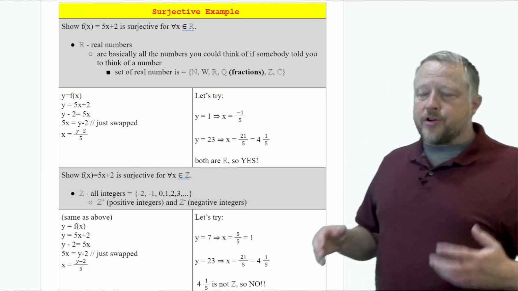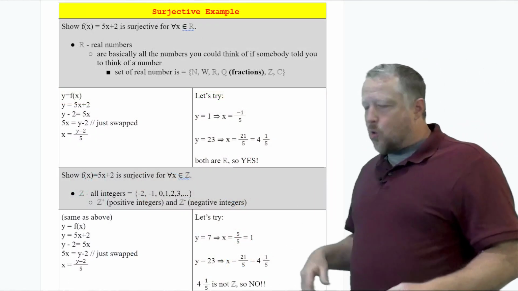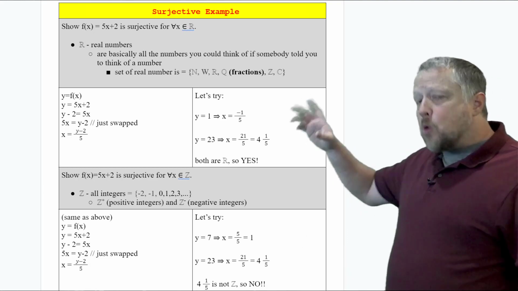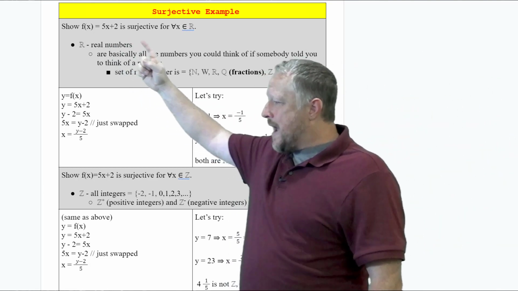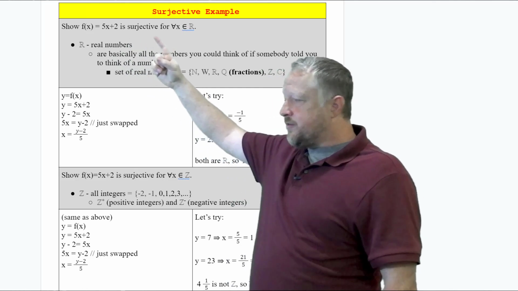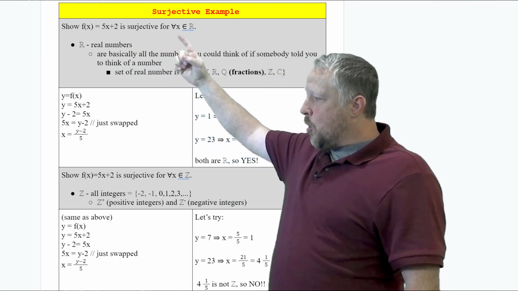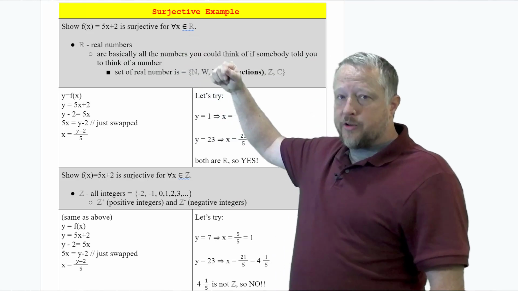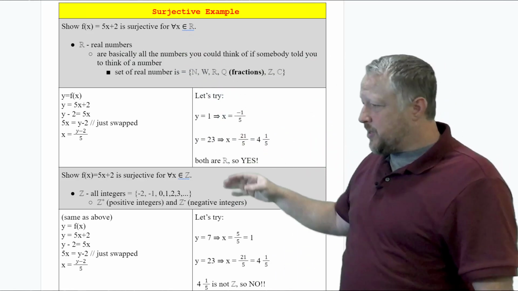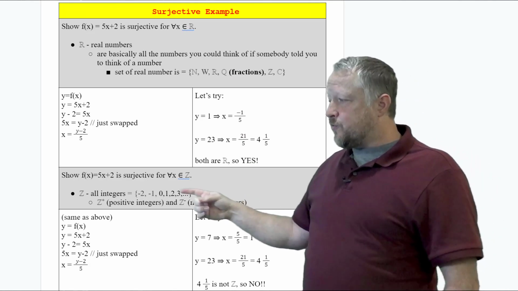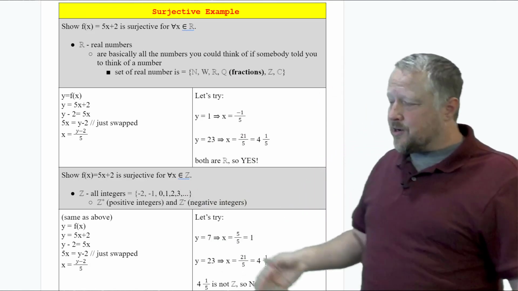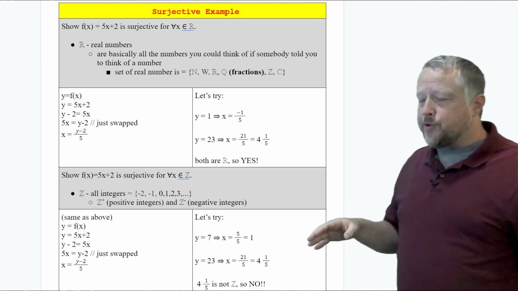Here's a question that you're going to see in your book, your homework, whatever. It's broken down into 2 parts. We're showing the same function, but we're asking to see if it's surjective for all values that are real numbers, which honestly is going to be easy. But part 2 is for all numbers that are integers. That one's going to be a little bit more interesting.